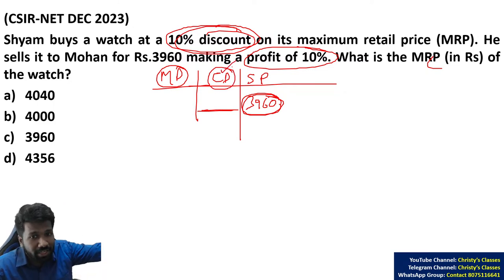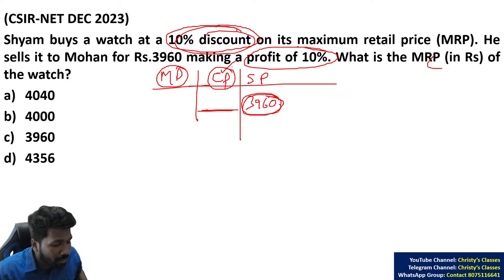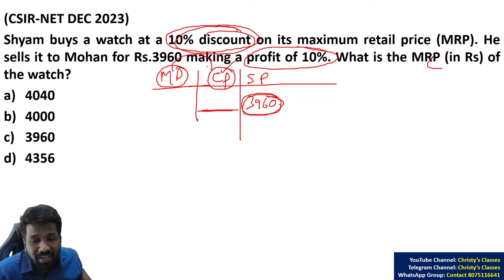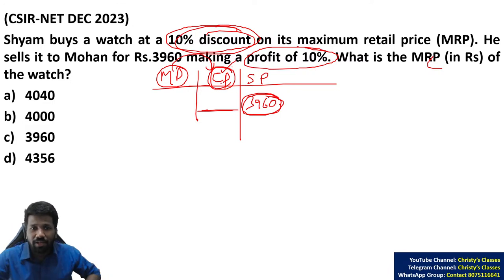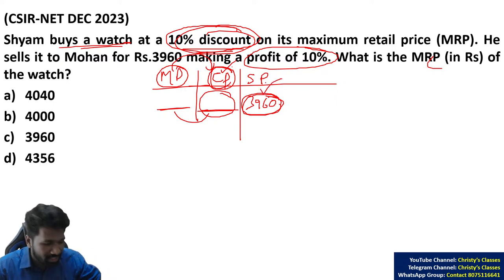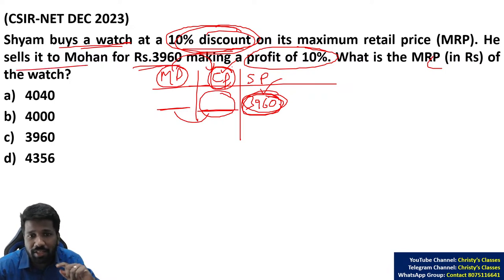Shyam is the customer initially. That is why we are saying marked price, discount, then cost price. If Shyam was the shopkeeper, a discount on the marked price would give the selling price. But with respect to this question, Shyam is first buying the watch, so he is the customer there. From the customer's perspective, the 10% discount on the marked price is the investment he is making for doing a business later. On that business he got 3960 rupees in return. He sells it to Mohan at 3960, making a profit of 10%.